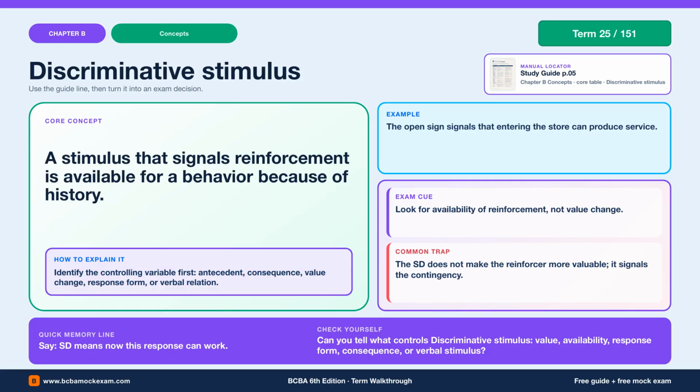Discriminative stimulus. A discriminative stimulus, or SD, signals that reinforcement is available for a behavior because of history. For example, an open sign signals that entering the store can produce service. The exam cue is availability of reinforcement for a response. The trap is confusing SD with MO. The SD does not make the reinforcer more valuable. It signals that this response can work here. Memory line: SD means now this response can work.